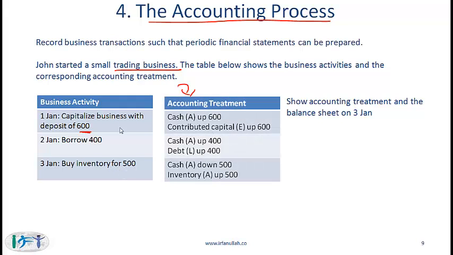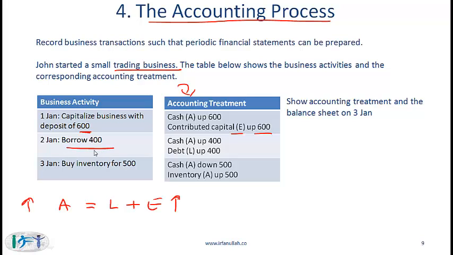Here is what you should come up with. John contributed 600 to the business. So cash goes up by 600 and contributed capital, which is equity, goes up by 600. Note that with all these expressions, the basic accounting equation needs to hold true. In this scenario, the assets go up by 600 and the contributed capital, which is equity, goes up by 600, so the accounting equation balances.